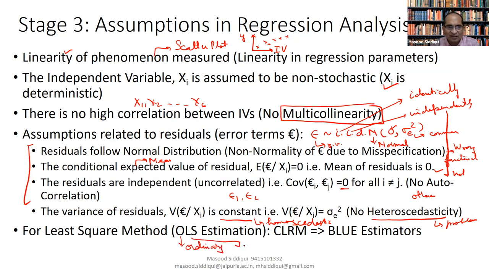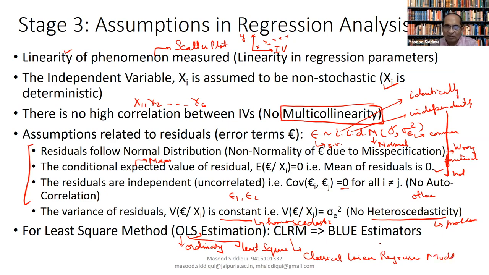L stands for least square estimation, right? So this LS stands for least square. So this is the ordinary least square estimation. So if these assumptions have been fulfilled, then we can employ ordinary least square estimation. And if ordinary least square estimation is used, then this model is known as classical. C stands for classical. L stands for linear. R stands for regression. And M stands for model.